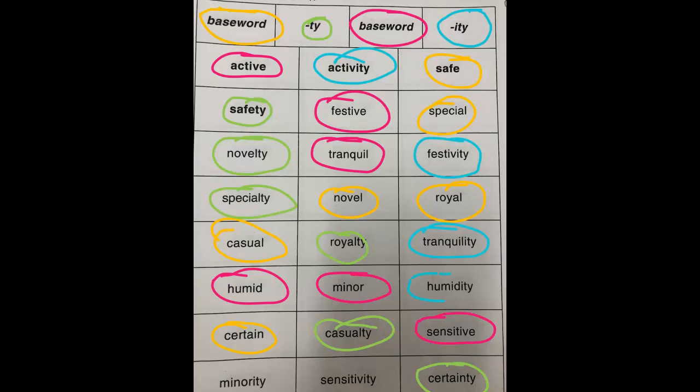Humidity, we've heard that word before. If something is humid, then there's a lot of humidity out. Sensitive, sensitivity, maybe your big emotions, or you have a lot of sensitivity, or it could be, like your teeth are hurting, they are sensitive. So there's sensitivity toothpaste to help with that. And the last one is minority.